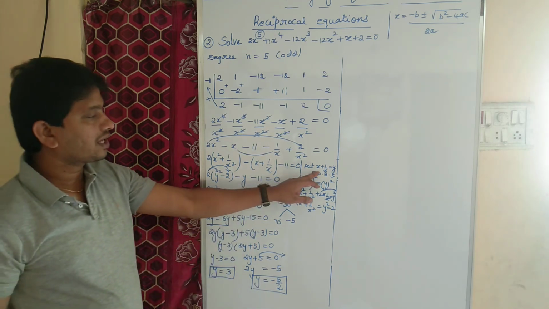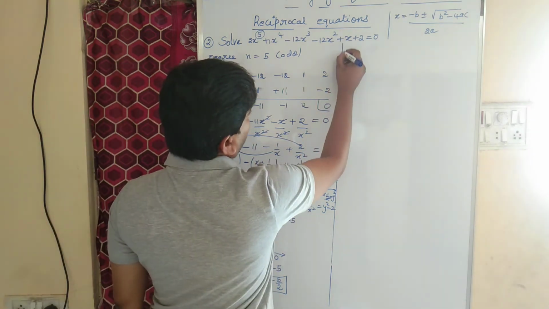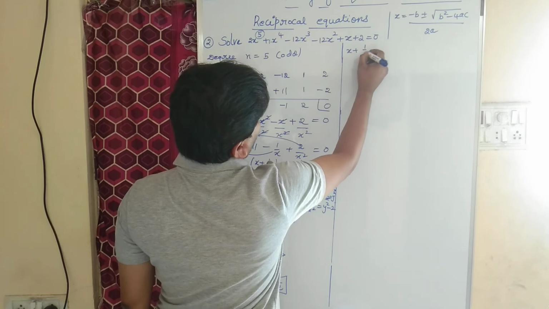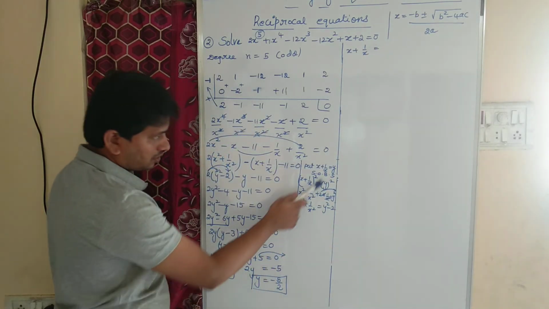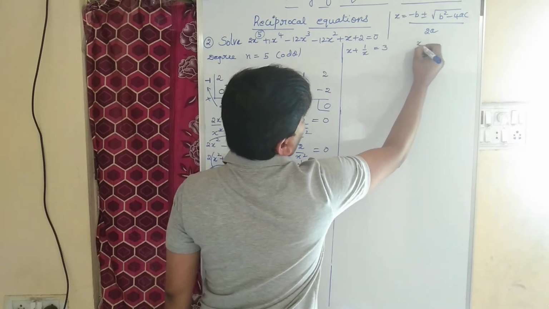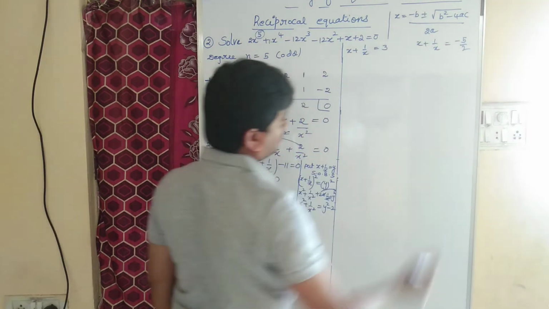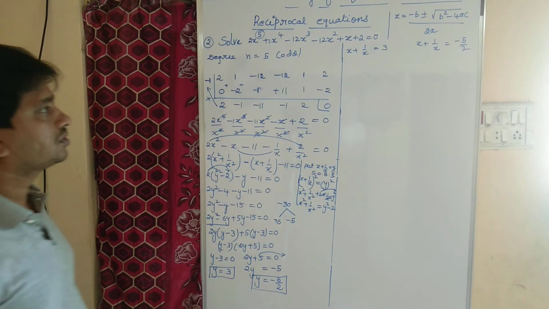As we have considered x plus 1 by x as y, right? So x plus 1 by x equal to y. Y means what? 3. Second one, x plus 1 by x equal to y. Y means how much we got? Minus 5 by 2. Okay?